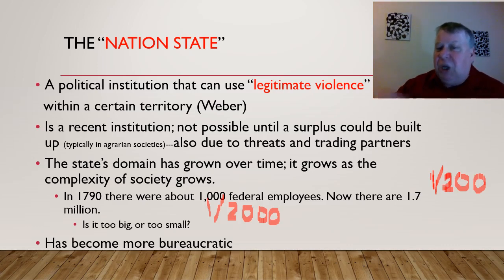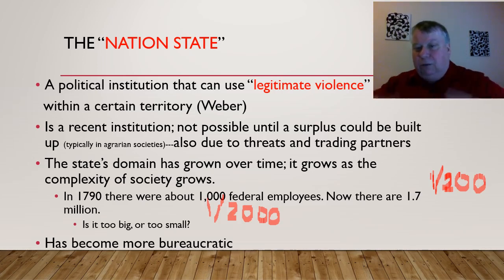So it looks like a huge increase from 1,000 to 1.7 million, but in fact, it's really only a tenfold increase when you compare it to the population. But still, it's an increase, right? So why is the government so big?